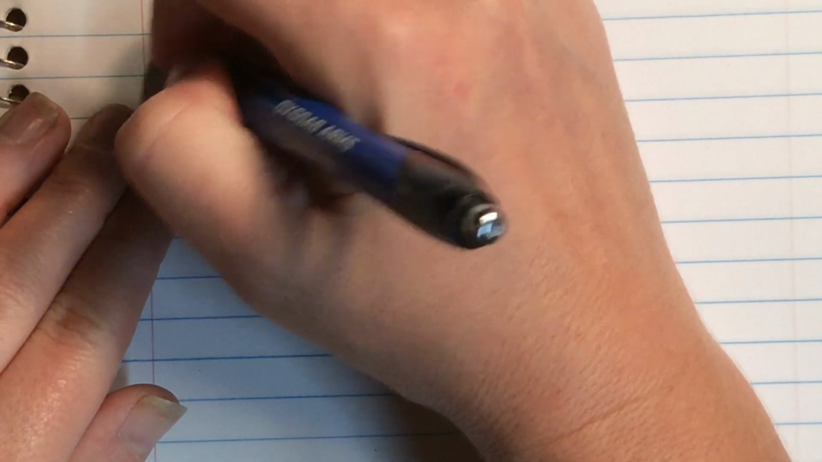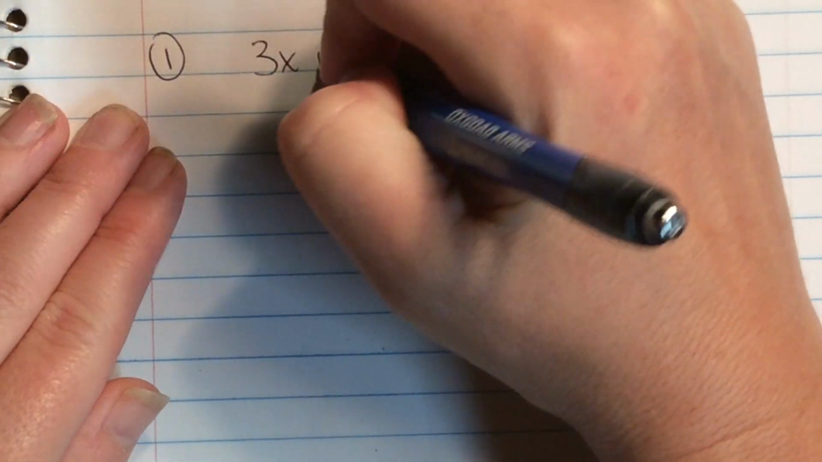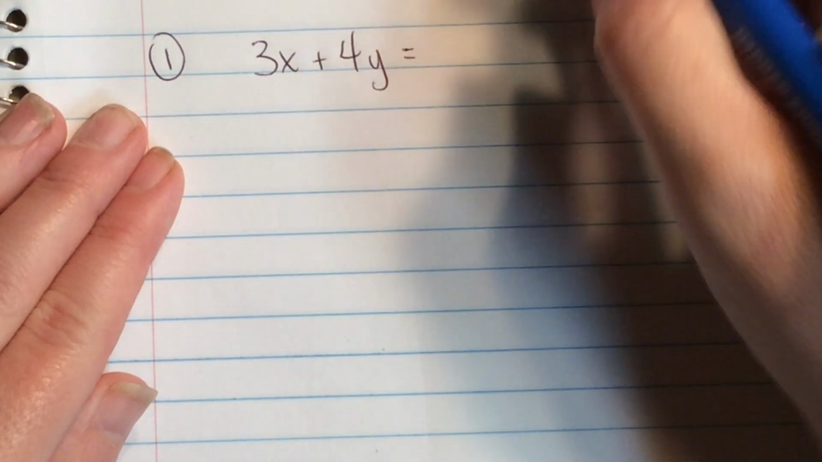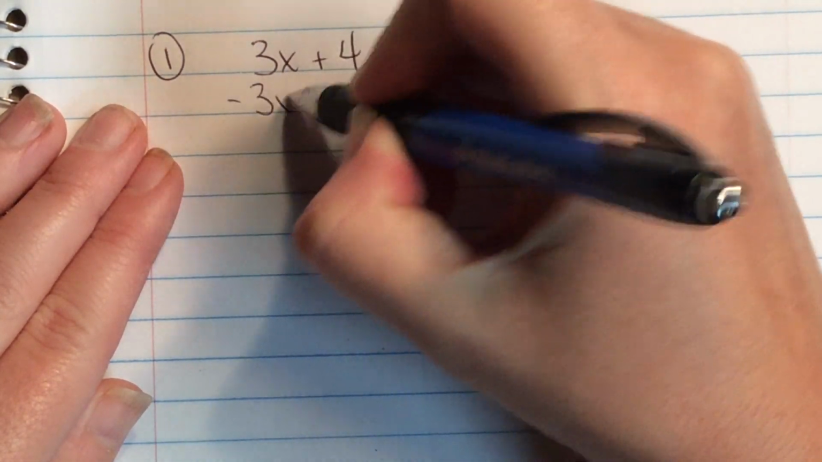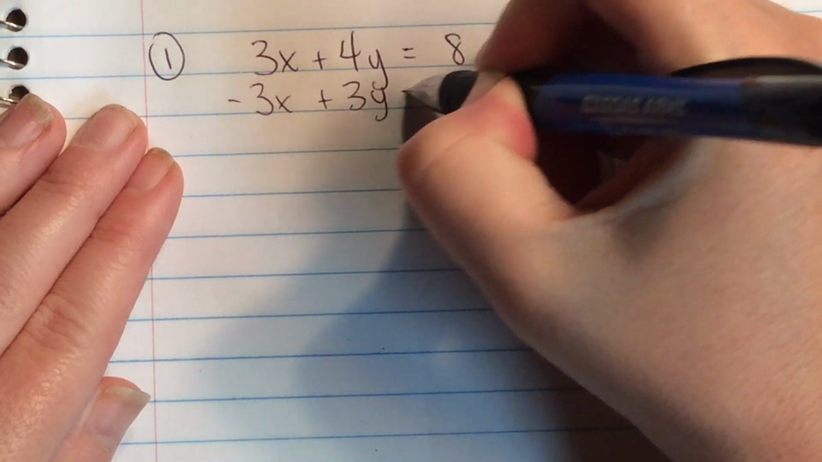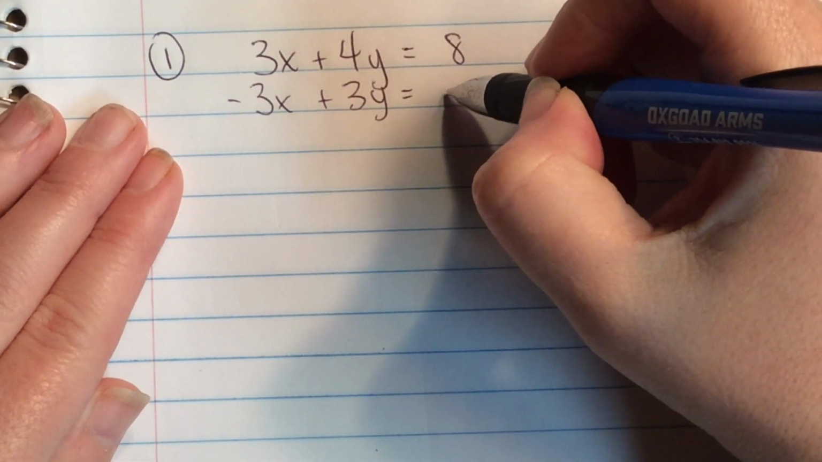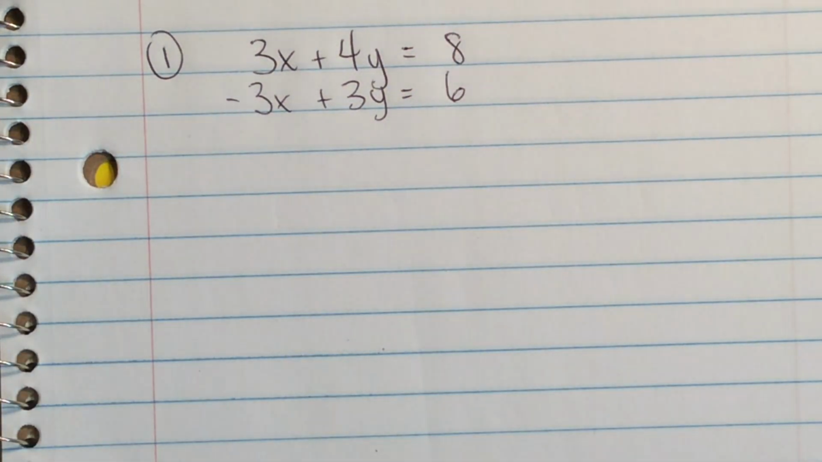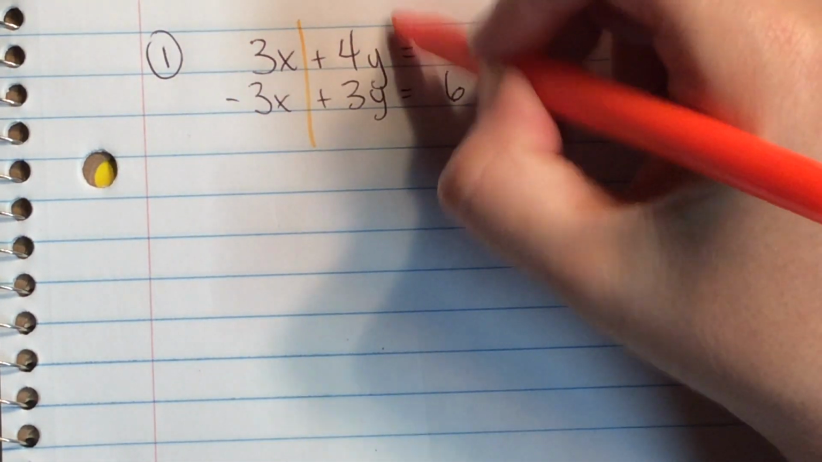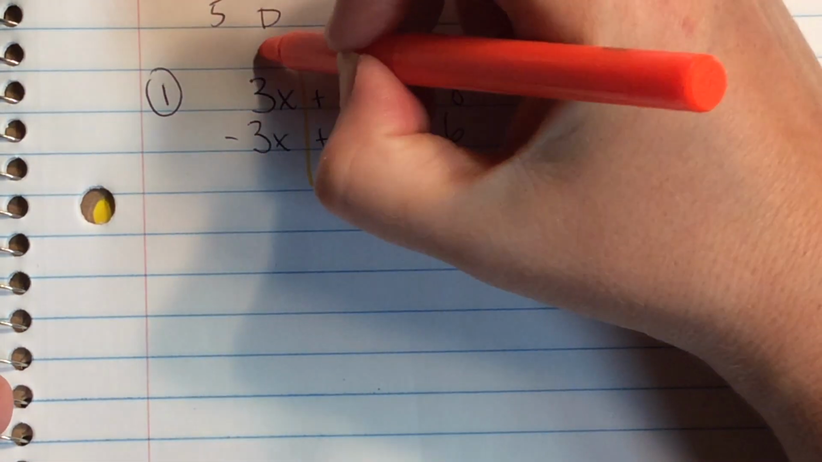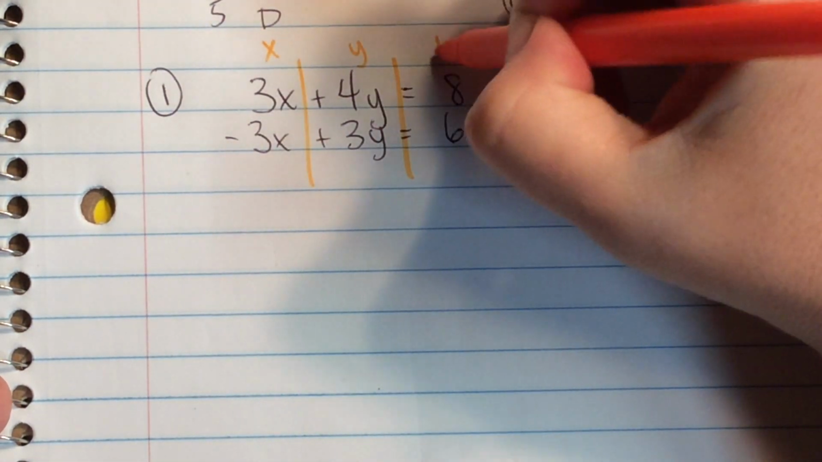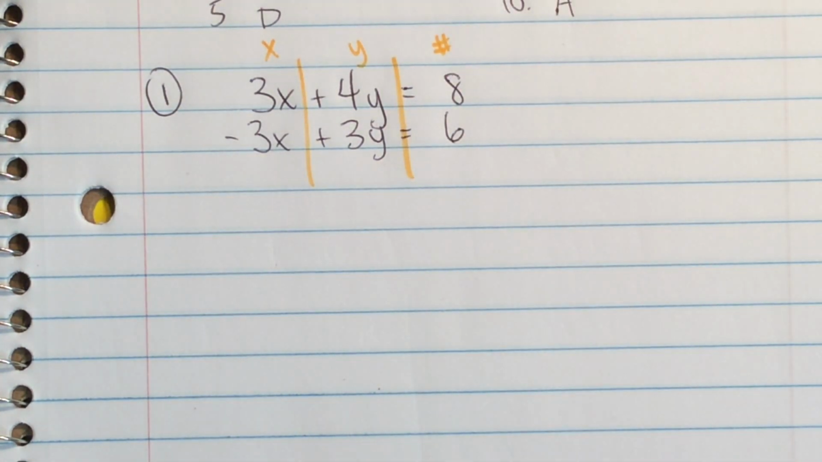Alright, number 1. It says 3x plus 4y equals 8, and negative 3x plus 3y equals 6. Okay, so I'm going to draw some lines here. I got my x's, got my y's, and I got my numbers. So they're kind of perfect right now. They're all in the right spot. I don't have to move anything around.